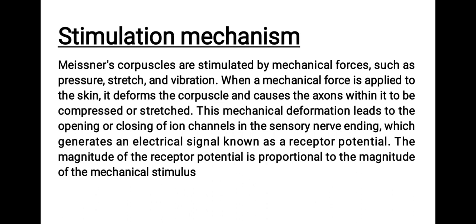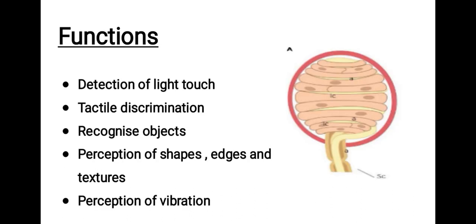Then the stimulation mechanism. Meissner's corpuscles are stimulated by mechanical forces such as pressure, stretch, and vibration. When a mechanical force is applied to the skin, it deforms the corpuscle and causes the axons within it to be compressed or stretched. This mechanical deformation leads to the opening or closing of ion channels in the sensory nerve ending, which generates an electrical signal known as a receptor potential. The magnitude of the receptor potential is proportional to the magnitude of the mechanical stimulus. Function is detection of light touch, tactile discrimination, recognizing objects, perception of shapes, edges and texture, and perception of vibration.